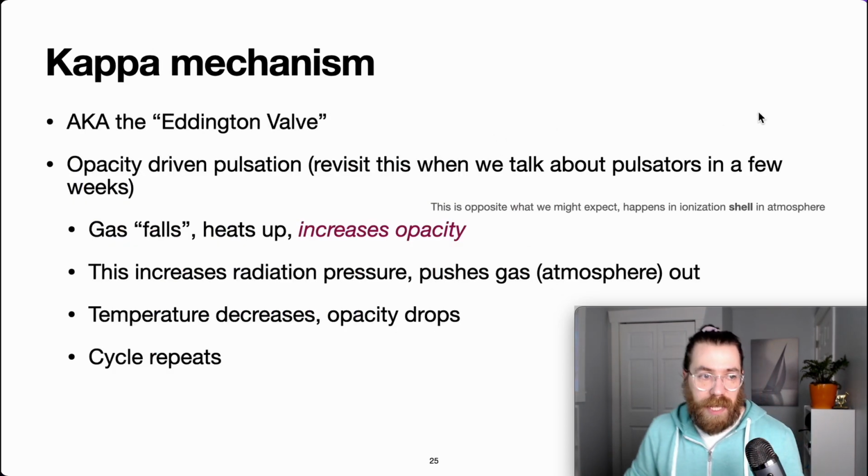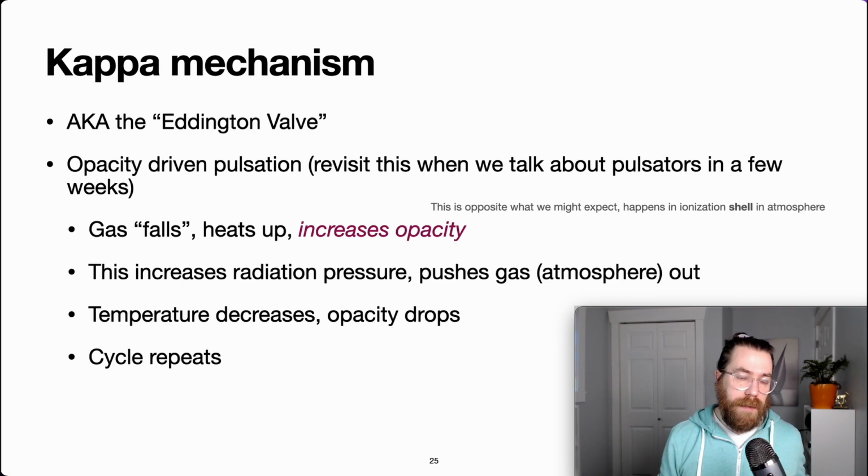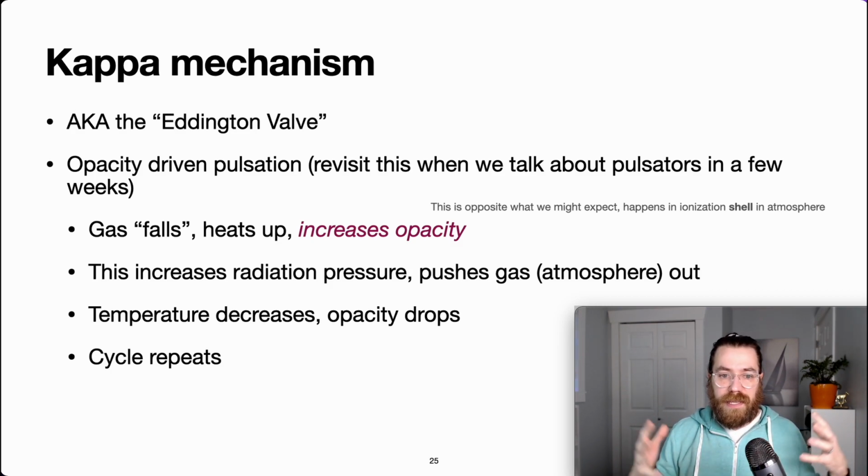The other example is called the kappa mechanism. Kappa here being your friend and mine, opacity, the opacity-driven mechanism for variability. The kappa mechanism, sometimes called an Eddington valve, is a heating engine. It's like a Stirling engine or something, like a heating cycle where gas heats up and cools down and causes a star to pulsate radially. So you end up getting like a balloon being inflated and deflated almost.